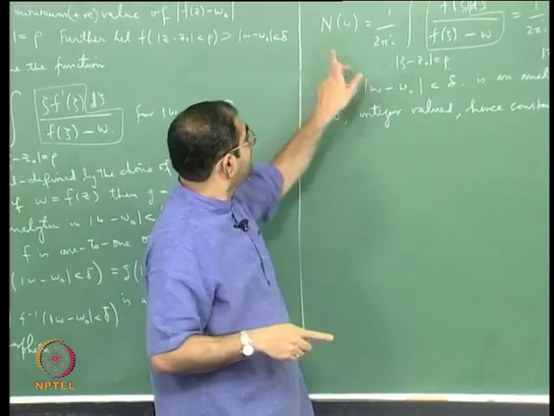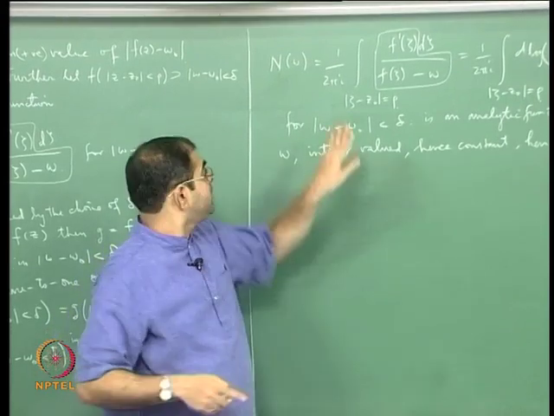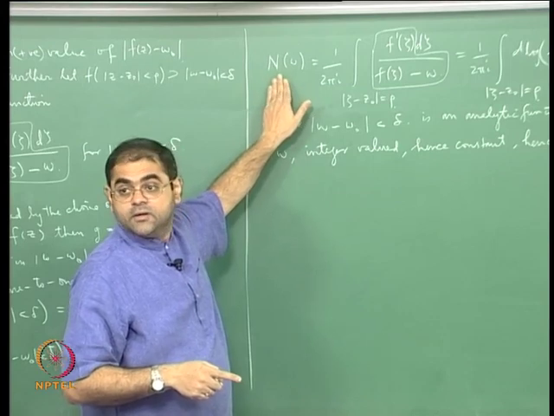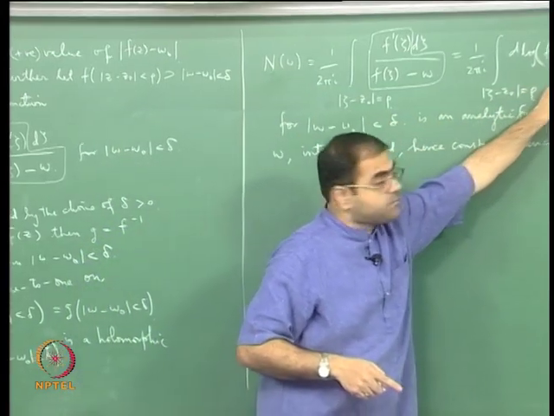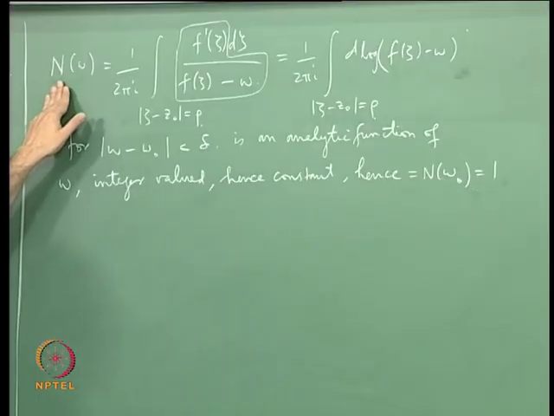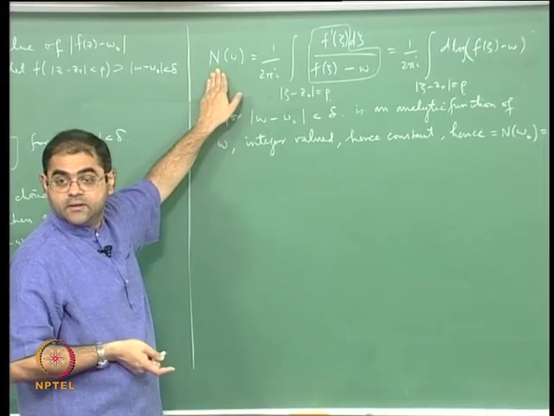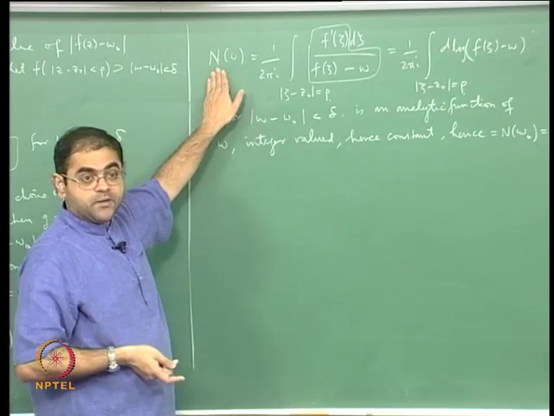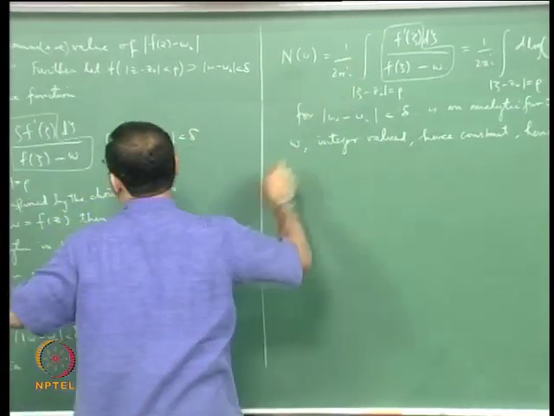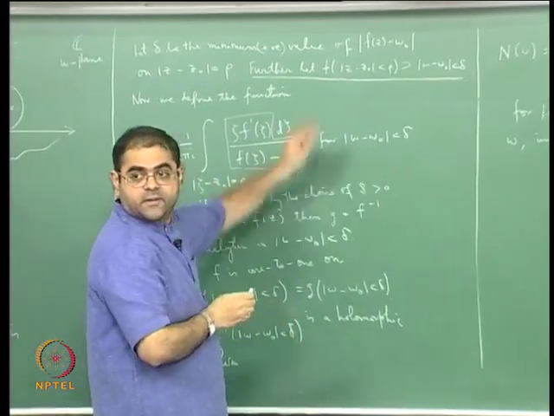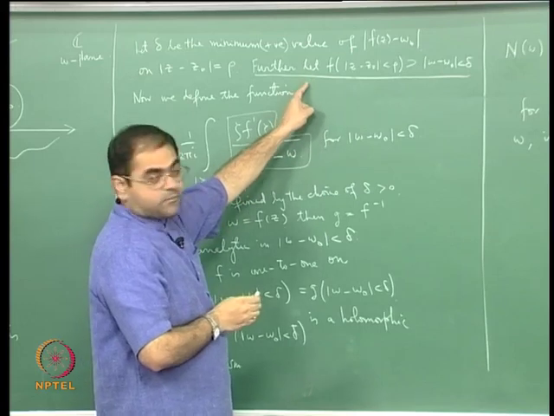twice, then this n of w will become 2, because this n of w is the number of times the function f of z minus w takes the value 0, which is the same as the number of times the function f of z takes the value w counted with multiplicity, okay. So this is one. So what this tells you, if you now recall this, this is not necessary, this is automatic.